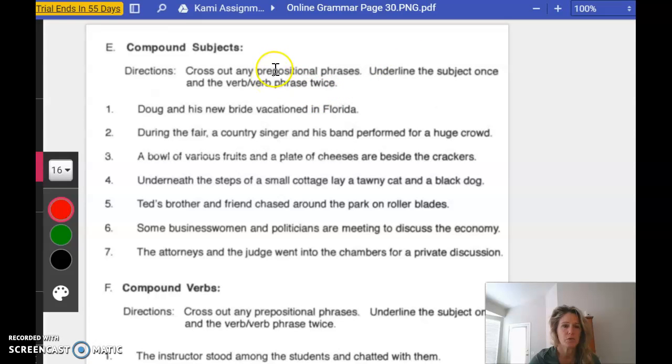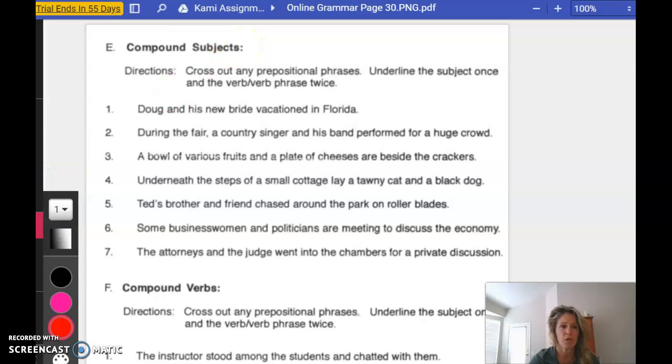We've got two topics this week. They're both review, but I want to go over them with you anyway. Compound subjects and compound verbs. For compound subjects, like always, the first thing you do is cross out any prep phrases. So in is a preposition, so I ask myself, in what? In Florida, so that's gone. Then you look for any verbs. Vacationed.